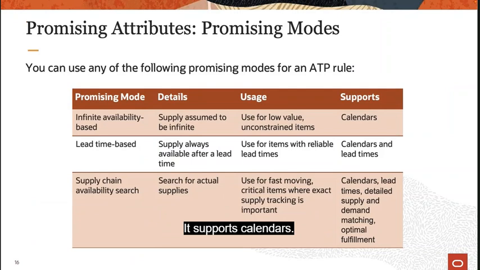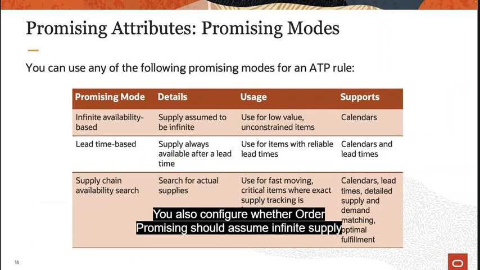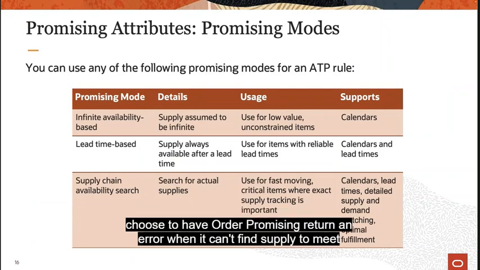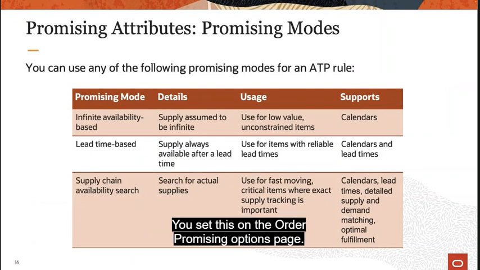It supports calendars. You also configure whether order promising should assume infinite supply at the end of the promising horizon. If an item might be discontinued, you can choose to have order promising return an error when it can't find supply to meet demand by the end of that horizon. You set this on the Order Promising Options page.